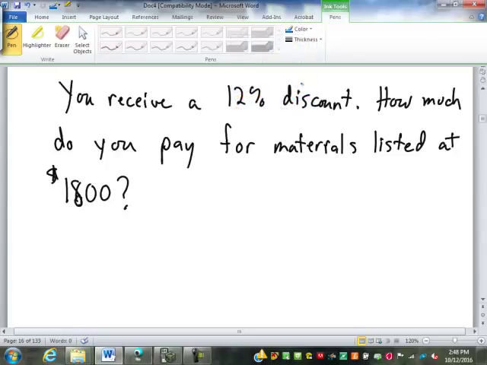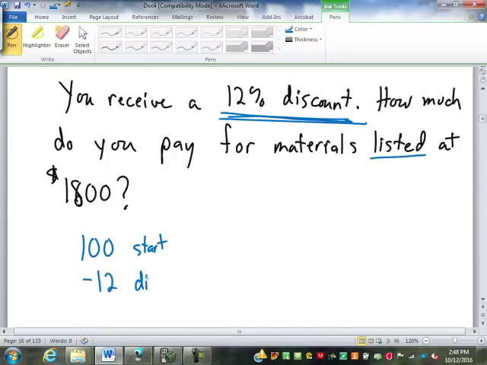So here, we're having a discount. The first thing we have to ask ourselves is, is this an increase or a decrease? Does a discount add to 100%, or does that subtract from 100%? A discount will subtract. So we have 100%, which would be our starting amount, in this case the list price. We're going to subtract 12%, which is our discount, which would give us 88%, which is going to be our final amount, our ending amount, which in this case will be the amount paid.